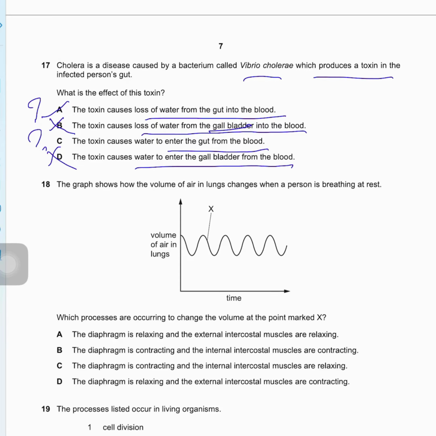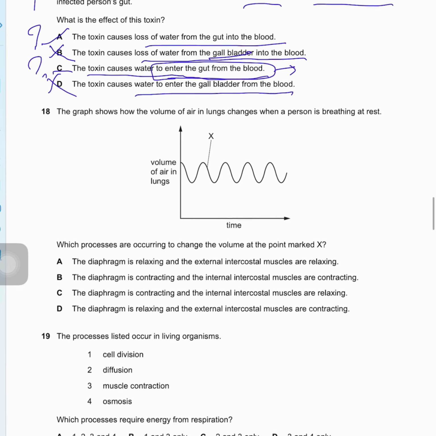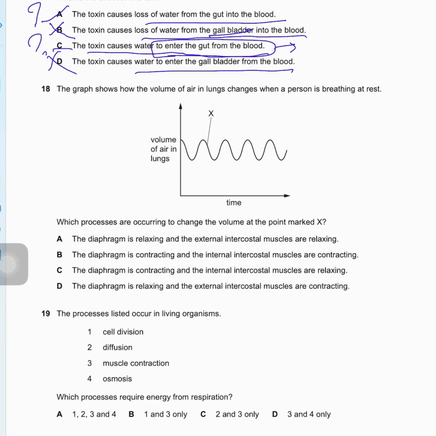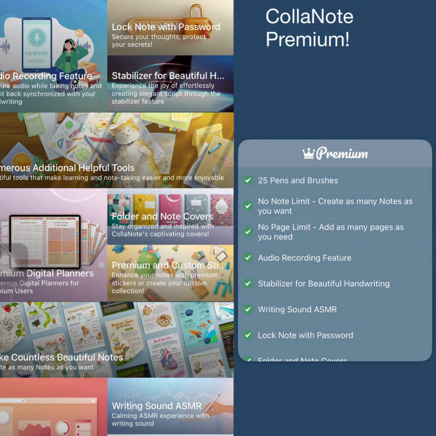So what makes the difference for me? Remember, the water leaves from where to where? From the intestinal cells into the lumen of the gut. So what's my answer? C. The toxin causes water to enter the gut from the blood, which comes from the intestinal cells. Okay? 18. The graph shows how the volume of air in the lungs changes when a person is breathing at rest. Which processes are occurring?